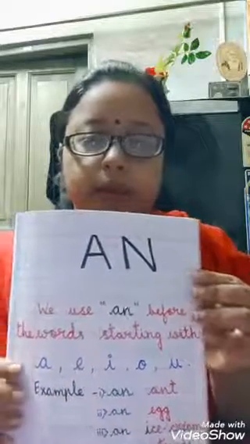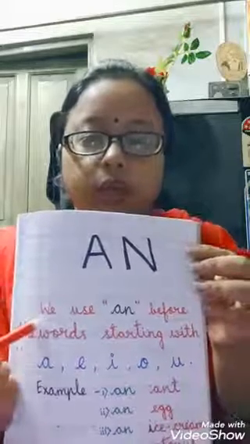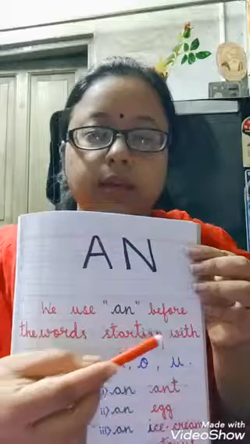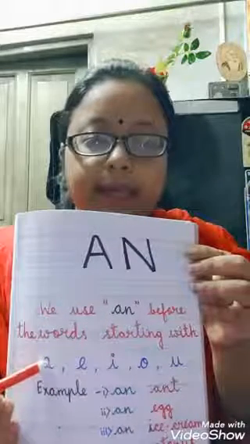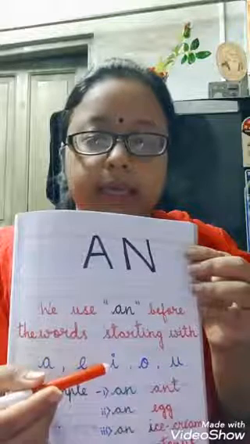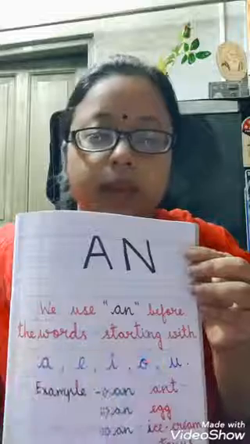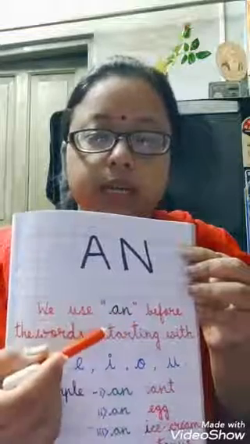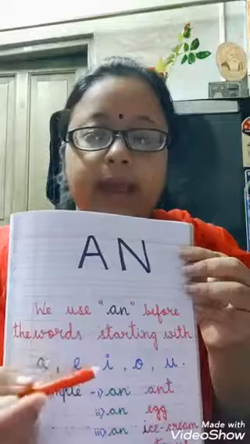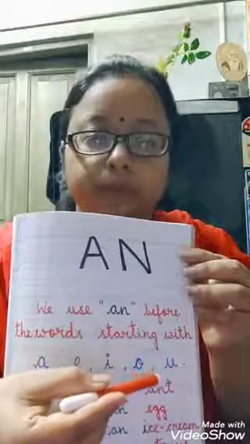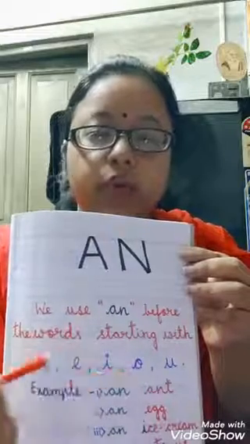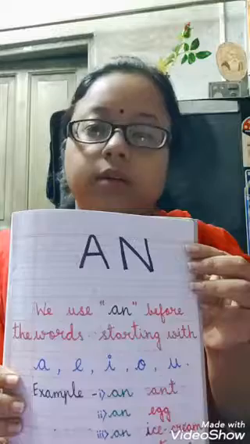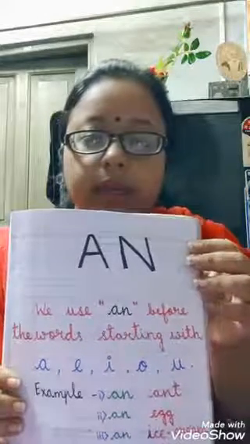An. Now you all can see we use an before the words starting with A, E, I, O, U. I repeat, we use an before the words starting with A, E, I, O, U. All these five alphabets together are known as vowels.